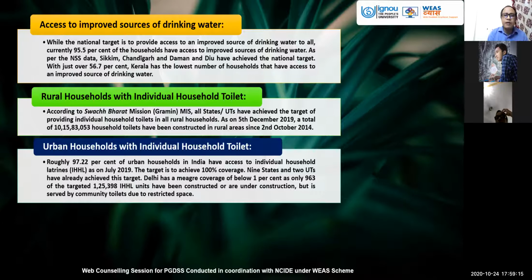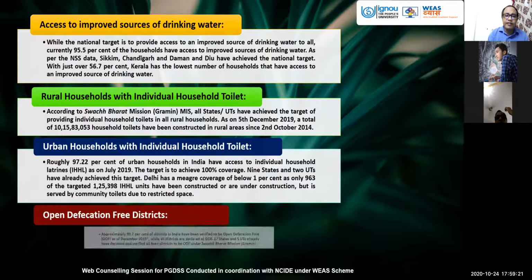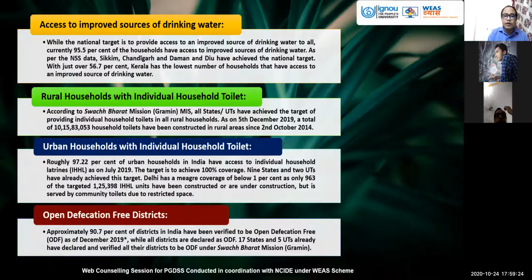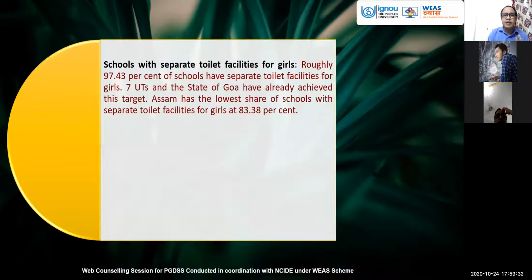We also have to take care of urban households, with individual household toilets at 97.22%, and open defecation free districts: 90.7% of districts in India have been verified to be open defecation free till December 2019.